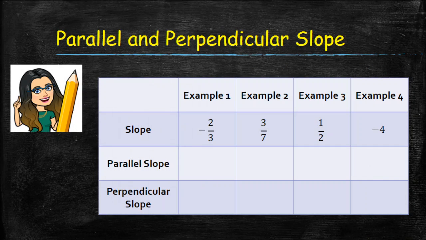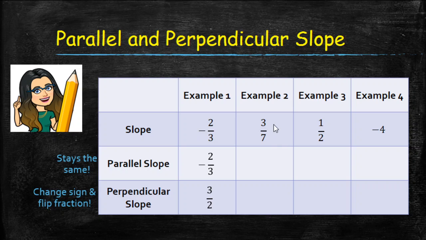For parallel and perpendicular slope, parallel slope stays the same. Perpendicular slope, we change the sign and flip the fraction. So here, for our slope of negative 2/3, parallel slope stays the same, negative 2/3. Perpendicular slope, we're going to change the sign and flip the fraction. Negative becomes positive, 2/3 becomes 3/2.